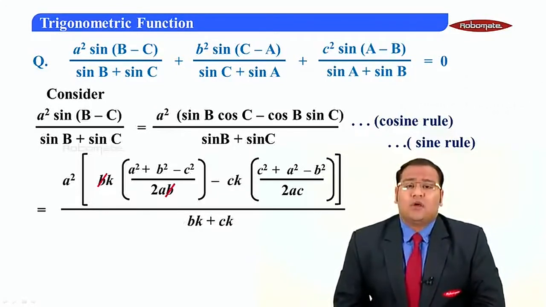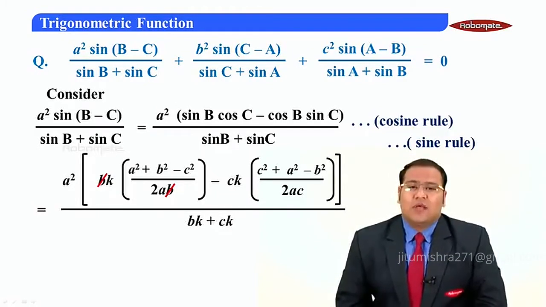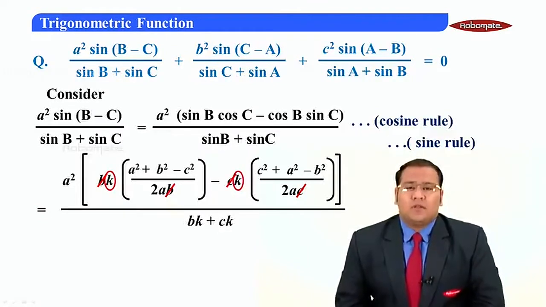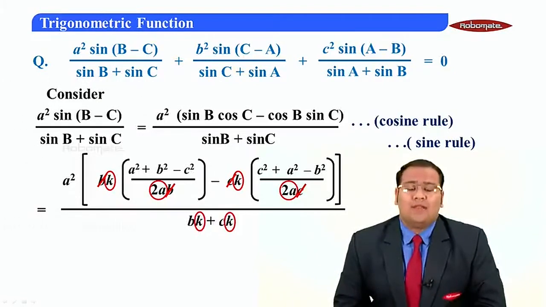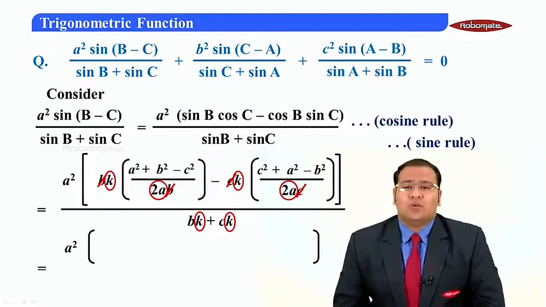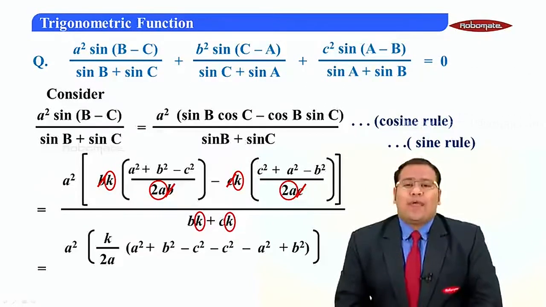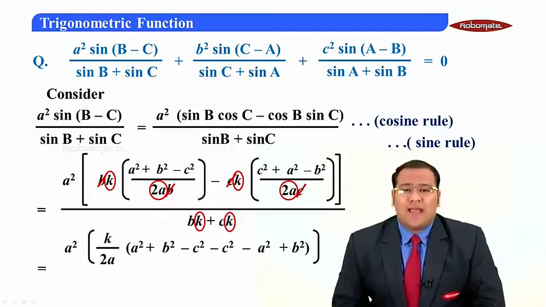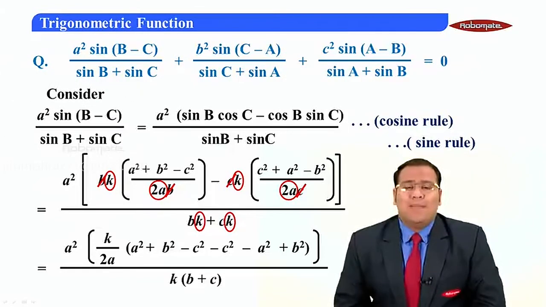If you have observed, in the first value, the b and b get cancelled. In the second, c and c get cancelled. K is common. Also, 2a is common. And also k is common in the denominator. So, the equation can be a square into k upon 2a into a square plus b square minus c square minus c square minus a square plus b square, the whole upon k into b plus c.